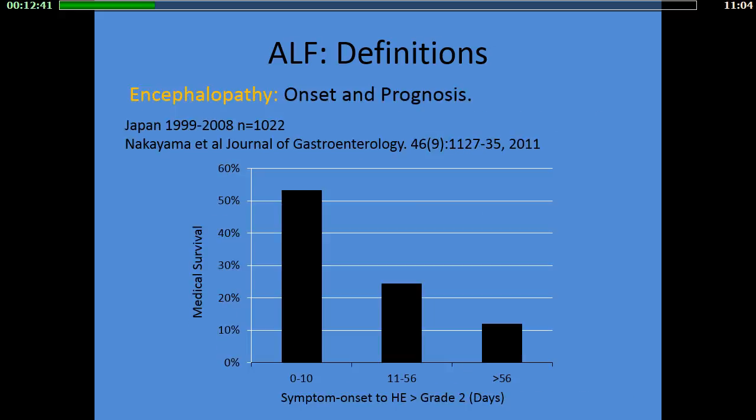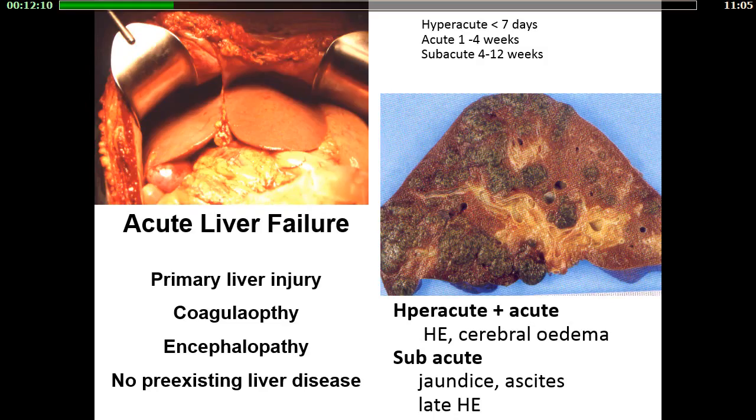Similarly, the time to onset of encephalopathy is really important. If you have a rapidly deteriorating encephalopathy from symptoms within the first 10 days, your chances of survival are much better than those who have a more grumbling course. That goes slightly out of context: the sicker the patient, the greater the chance of them getting better spontaneously. The more subacute presentations have less chance without surgical intervention in the form of liver transplant.